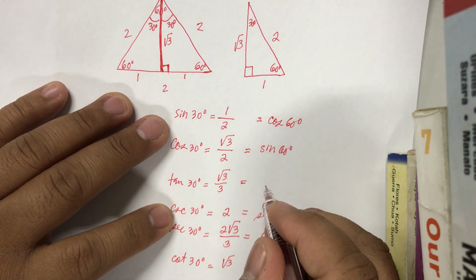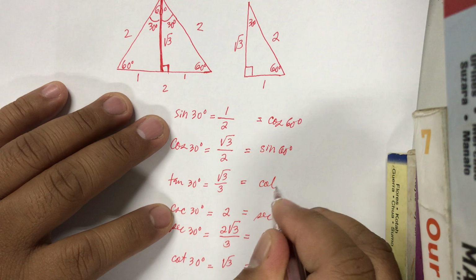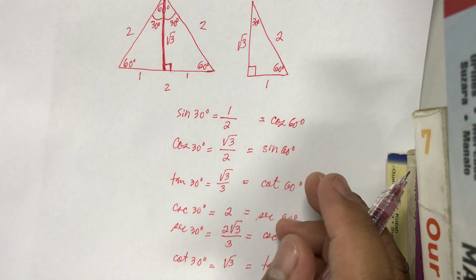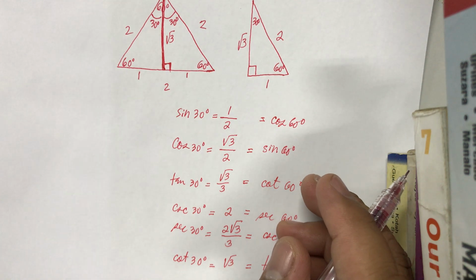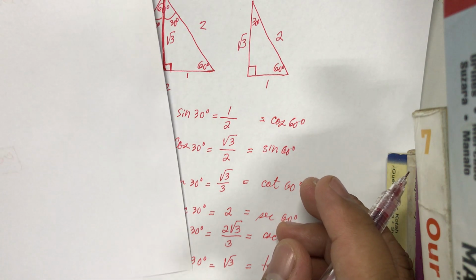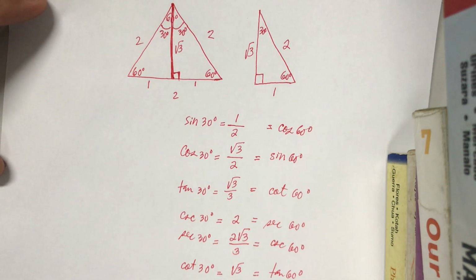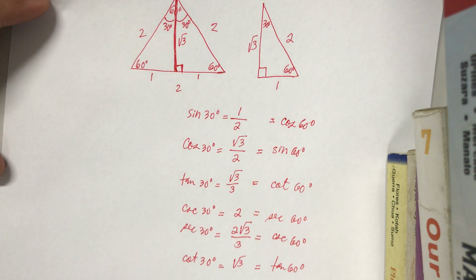And then, tangent 30 degrees is equal to cotangent 60 degrees. Both of them are equal to square root of 3 over 3. Two things which are equal to another thing are equal to each other. Okay, that's the 6 trigonometric function values for special angles, 30 degrees and 60 degrees.